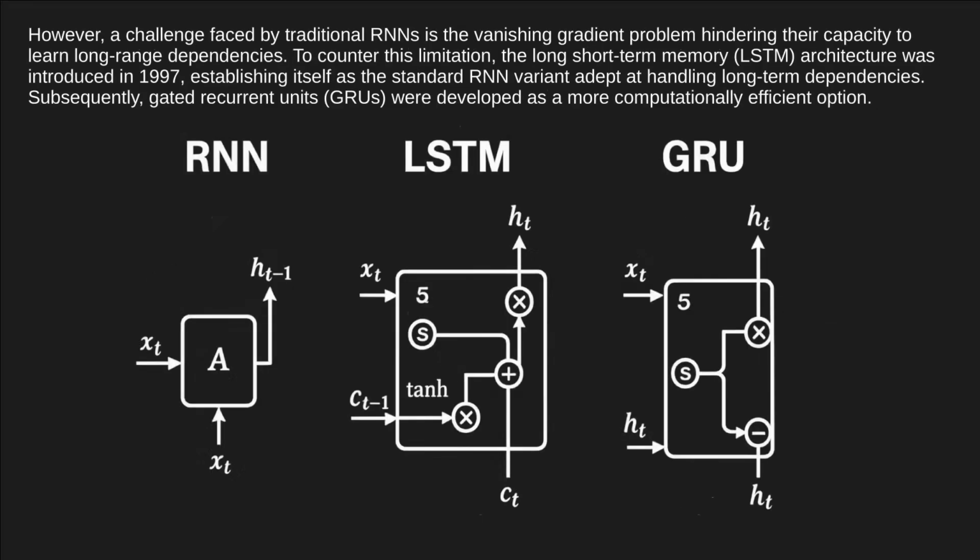However, a challenge faced by traditional RNNs is the vanishing gradient problem, hindering their capacity to learn long-range dependencies. To counter this limitation, the long short-term memory, LSTM, architecture was introduced in 1997, establishing itself as the standard RNN variant adept at handling long-term dependencies. Subsequently, gated recurrent units, GRUs, were developed as a more computationally efficient option.